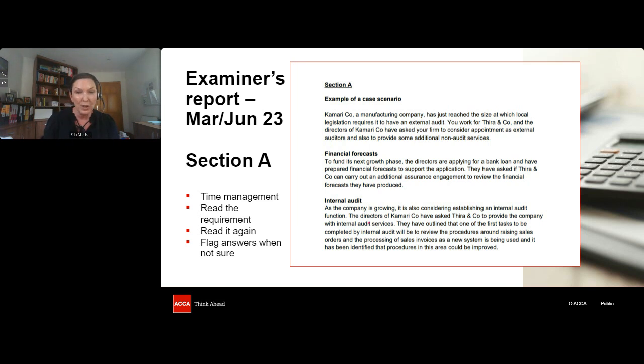They're also looking for some help with internal audit as well. And they tell you that as the company's growing, the directors need you to provide internal audit services, and they've outlined that there is a specific review of the processing of sales invoices as the new system is being used. So we've got that as another service to potentially be aware of. So that sets the scene. We can see that we're looking at additional services, and we're looking specifically at internal audit and financial forecasts. Then the questions would have been related to that.